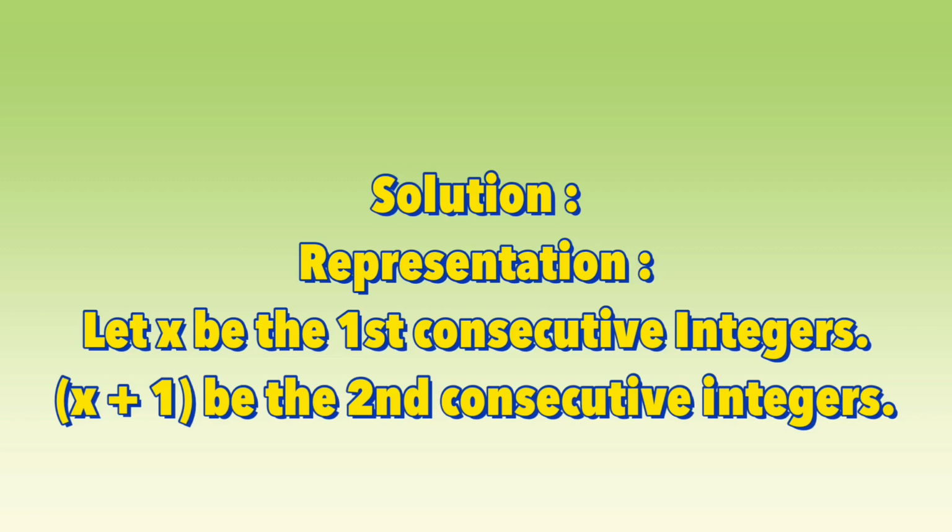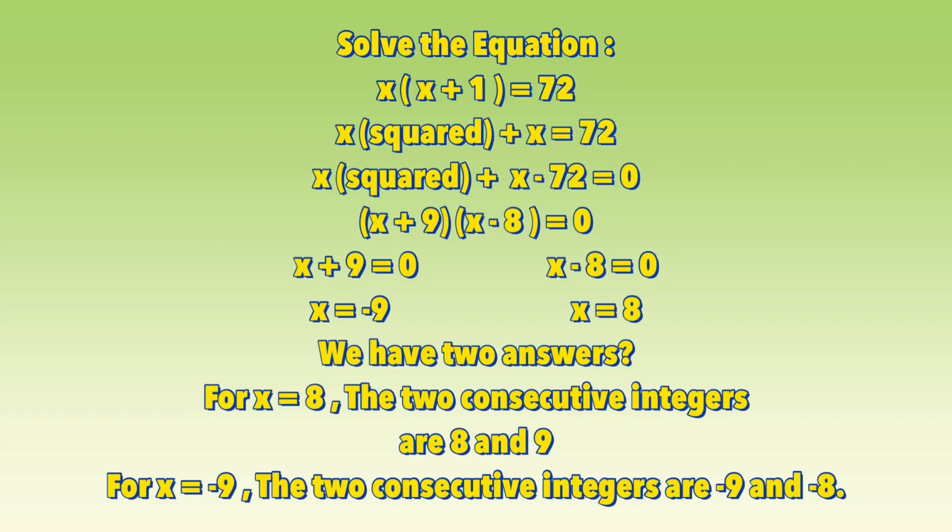And after that, we are going to make an equation. The equation: x is the first integer and x plus 1 the second integer, and the problem is asking for the product, so we're going to multiply the second integer to the first integer, and it equals 72. Then x times x equals x squared, then x times 1 equals x, equals 72.